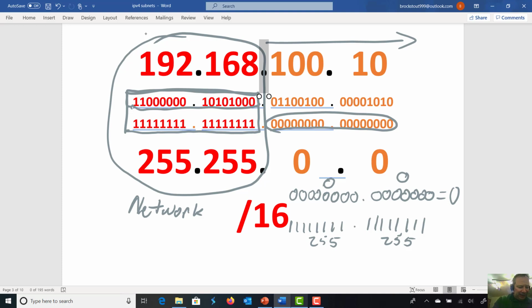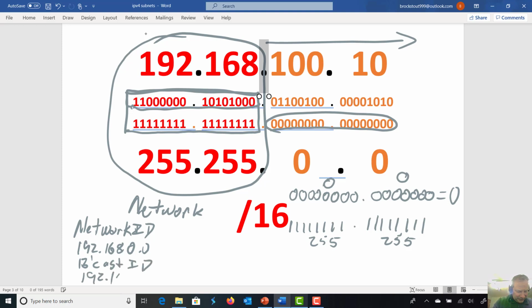Great. Okay, so what's our network ID going to be? So if I'm going to write my network ID in, I'm just going to put my network ID here. The network ID is going to be 192.168.0.0, and my broadcast ID is going to be the highest possible address, 192.168.255.255. Every other combination of zeros and ones in that space of 16 digits for the host is a usable host that you could use on a printer or a PC or a router interface or a switch's VLAN or whatever you want to put it on.